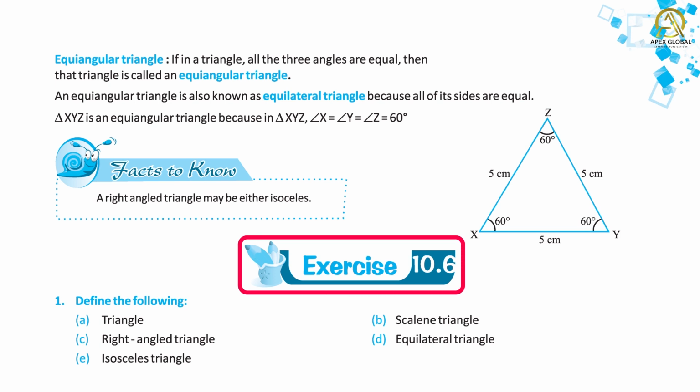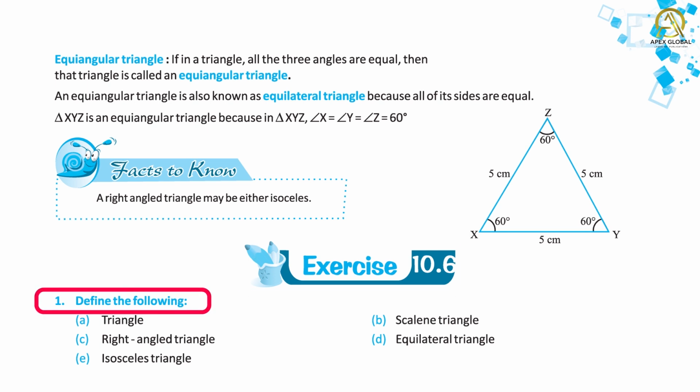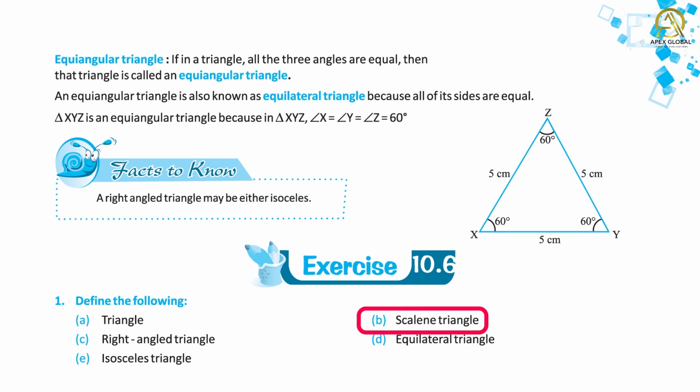Exercise 10.6. Question 1. Define the following. A. Triangle. Solution. A three-sided polygon is called a triangle. The sum of the three angles of a triangle is always 180 degree. B. Scalene triangle. Solution. A triangle having all three sides unequal is called a scalene triangle.